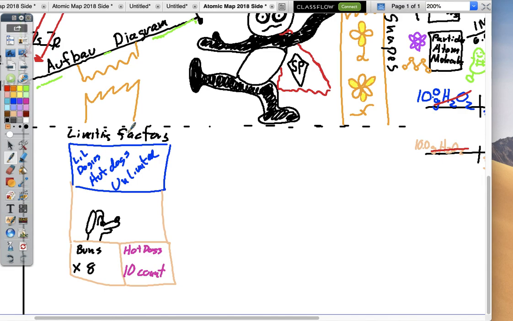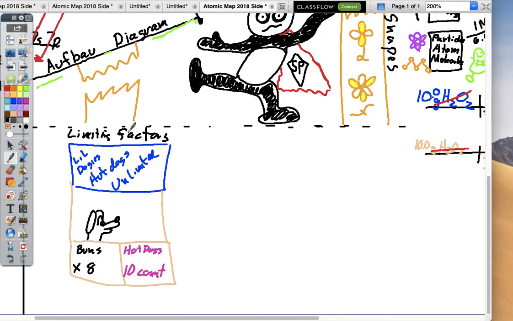A really easy way to do this would be to buy 10 boxes of buns and 8 boxes of hot dogs, right? How many total would he have? 80 of each. And so how many hot dogs can he sell? Awesome, but is that the lowest combination? Because he doesn't have a lot of money. What's the lowest combination? 5 boxes of buns and 4 boxes of hot dogs.